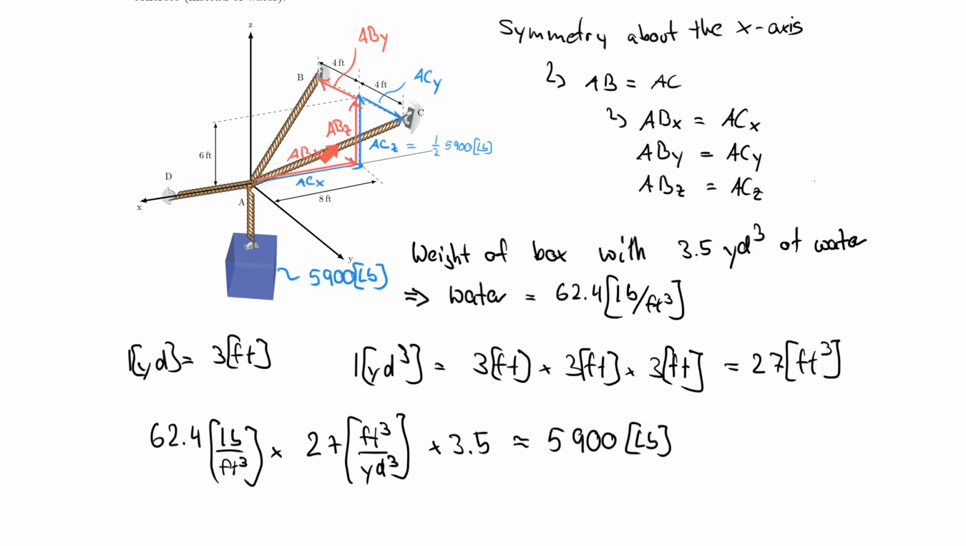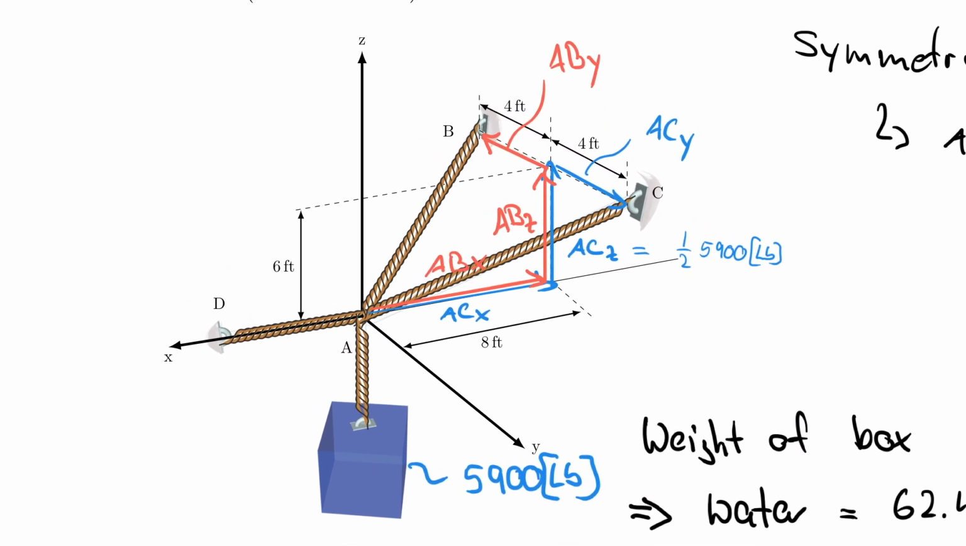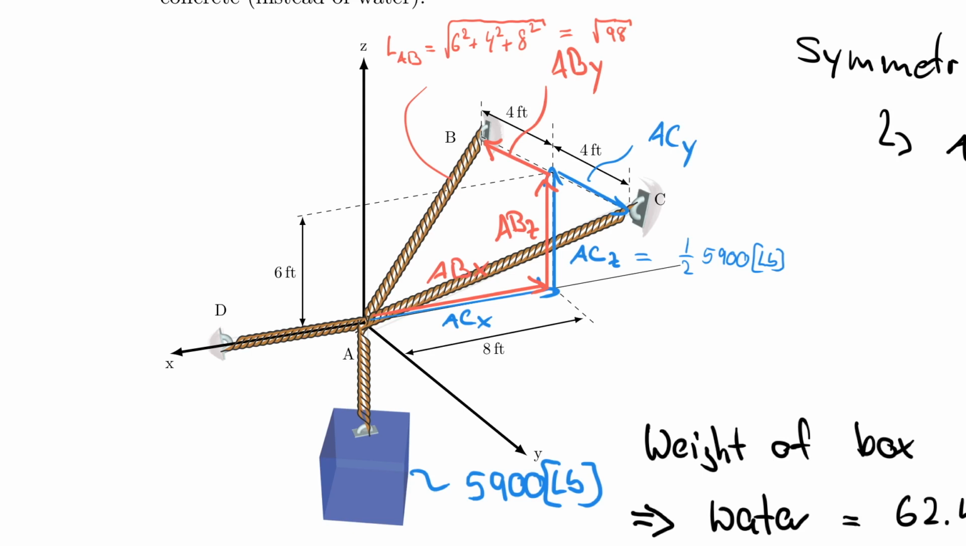So for example, the length of the cable, right, that comes to no surprise. I can calculate the length of the cable by saying that, let's use red here, so LAB is equal to, of course, AC as well, but it's equal to 6 squared plus 4 squared plus 8 squared, and then square rooted the whole thing. So that is the square root of 98, if I'm not mistaken. So I can use that now to calculate all my components.